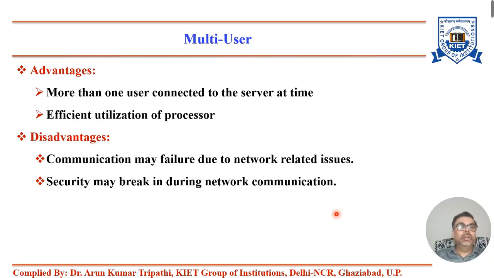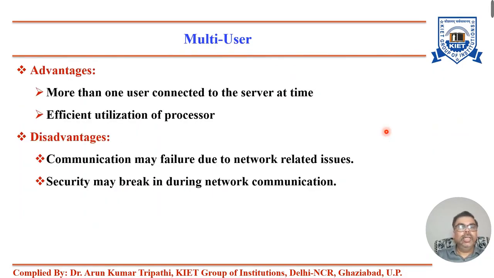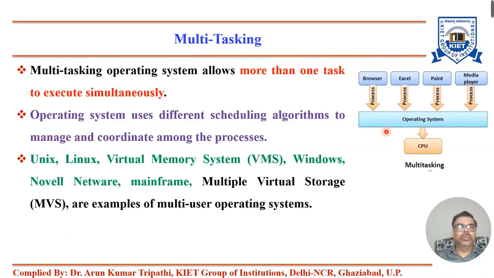Advantage of multi-user: more than one user connected to the server at a time, efficient utilization of the processor, as we have discussed. Disadvantage: suppose this communication link fails, so the user cannot communicate with the server, so automatically its work will get stopped. See, whenever we are using networking, there is always a security issue.